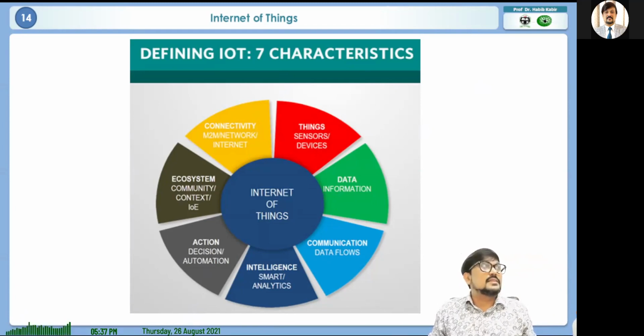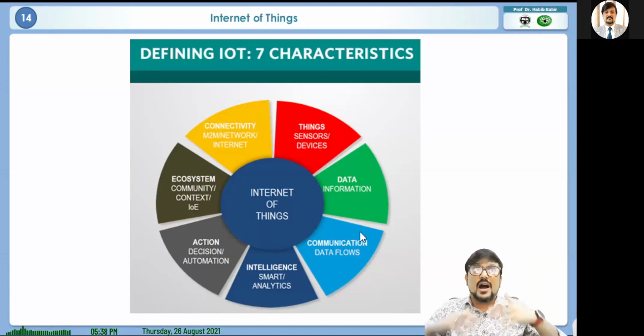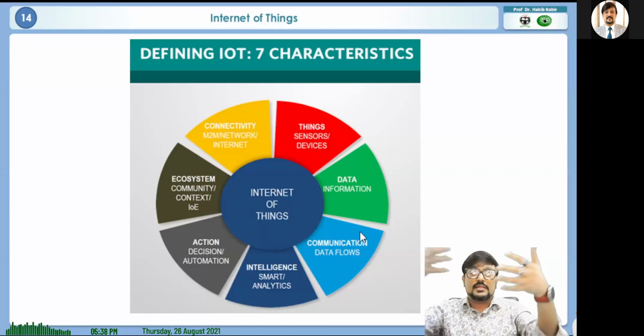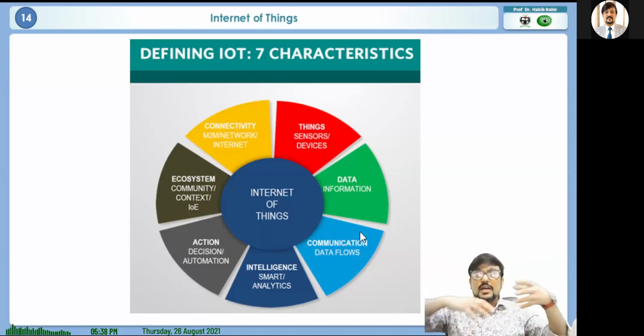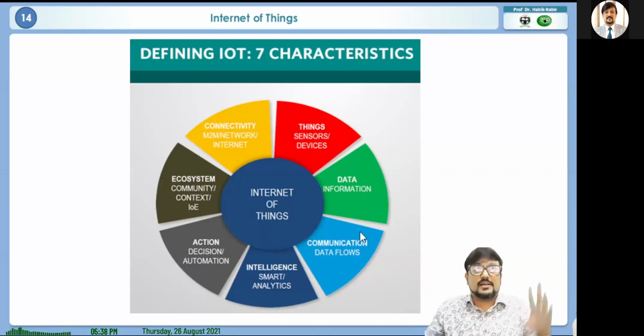The next one is data. Data means the information, the big data, not the small data. Then the communication. Communication means how the data will flow from one device to another device, or from one person to another person, because we have the internet. Internet means the globe. The whole globe is there.